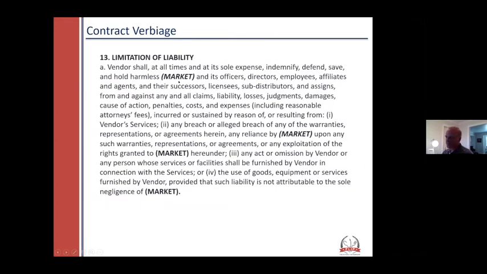Here's another one. This is actually with a vendor and a farmer's market. Vendors shall at all times at its sole expense indemnify, defend, save, and hold harmless the market and its officers, directors, employees, affiliates, agents, successors, licensees, assigns from and against any and all claims, liability, losses, judgment, damages, and it goes on and on about the same kind of verbiage. It doesn't matter, if you breach the contract, you're going to hold us harmless from all kinds of things. There you go, all the key words there: from and against any breach and any act of omission.